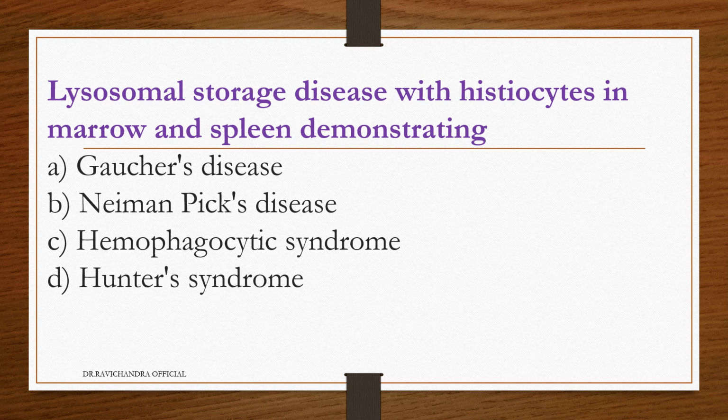Both these diseases are lysosomal storage diseases characterized by the accumulation of lipids in the histiocytes, leading to their infiltration in the bone marrow and spleen. Coming to the hemophagocytic syndrome, this is a rare disorder of the immune system, but it's not a lysosomal storage disease. And Hunter syndrome is a lysosomal storage disease, but it primarily affects the brain and skeletal system rather than the bone marrow and spleen.